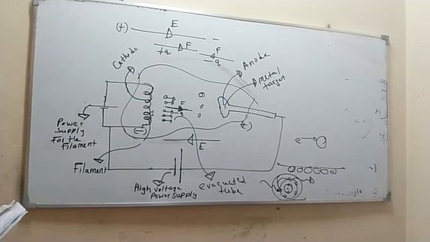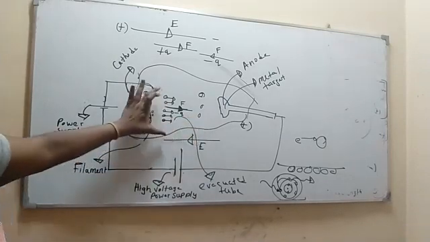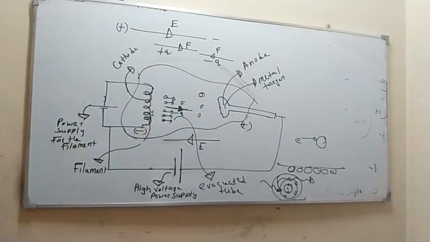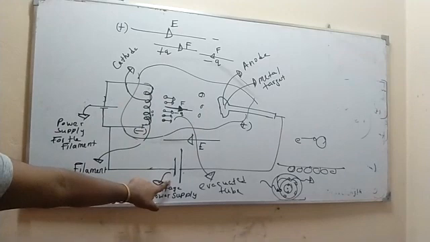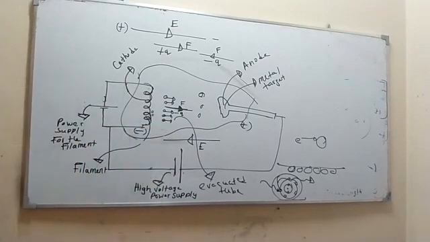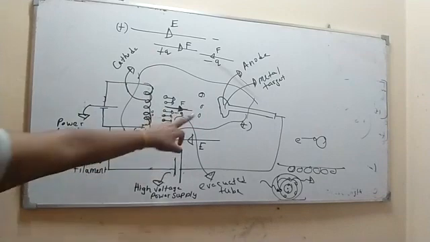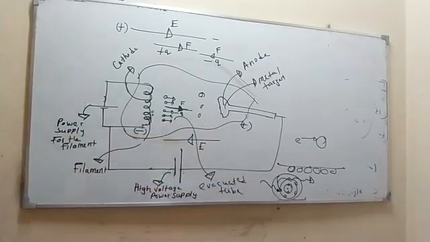Then the target. These electrons are going and hitting the metal surface with very high speed, and the voltage is like 10 to the power 4, 10 to the power 5 volts. So when it hits with high speed, the target will get heated. This shouldn't melt, therefore we are using some metals.